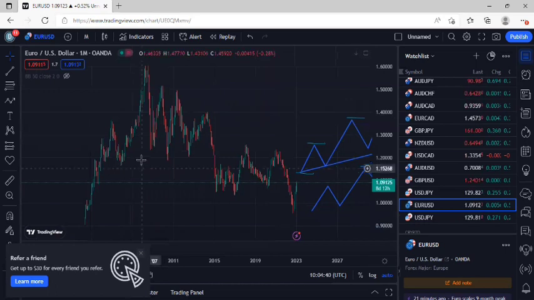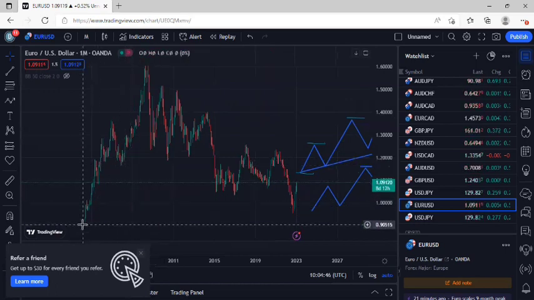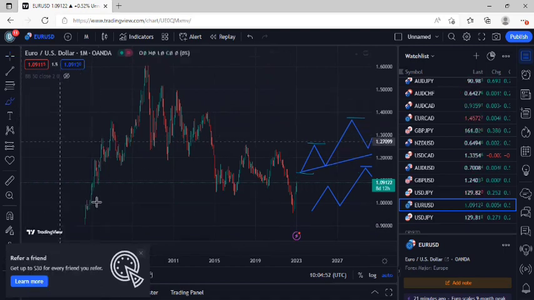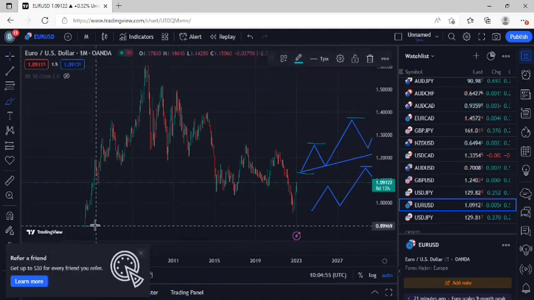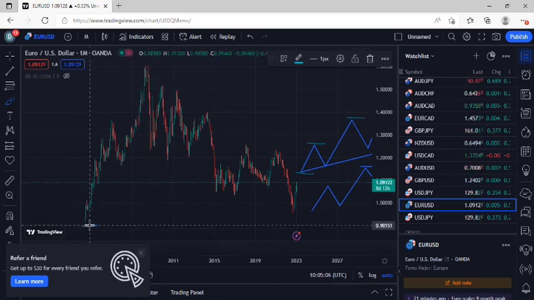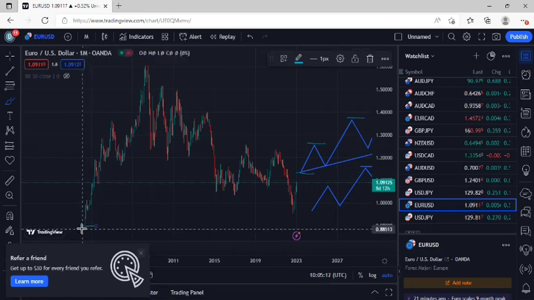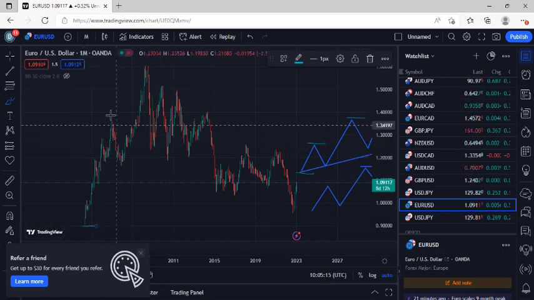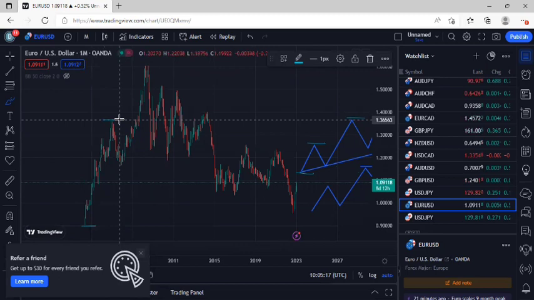So now, if you look at this, this is the beginning of this trend of this Euro USD. If you look at this one, it started from here as the higher low. Now, how do we determine whether this Euro USD is in an uptrend or a downtrend? We start from the beginning, from the left. Then you look at the first low. This is a higher low. Then this is a higher high.